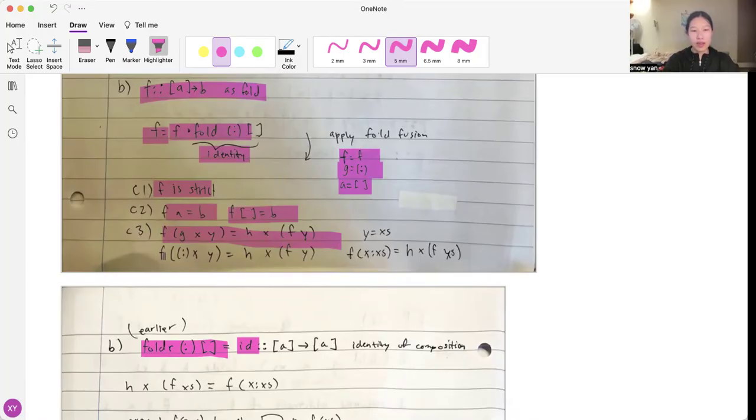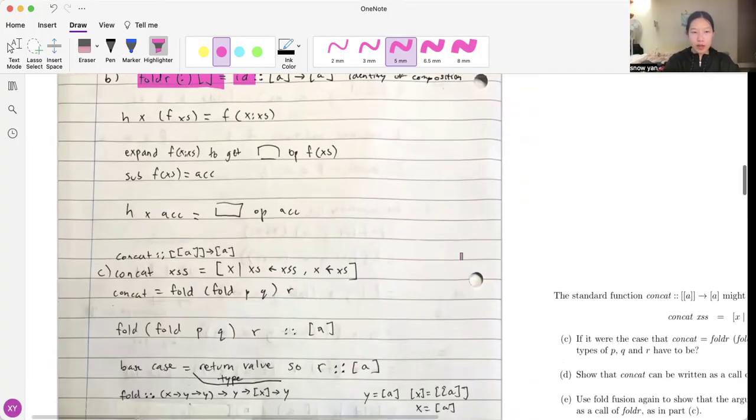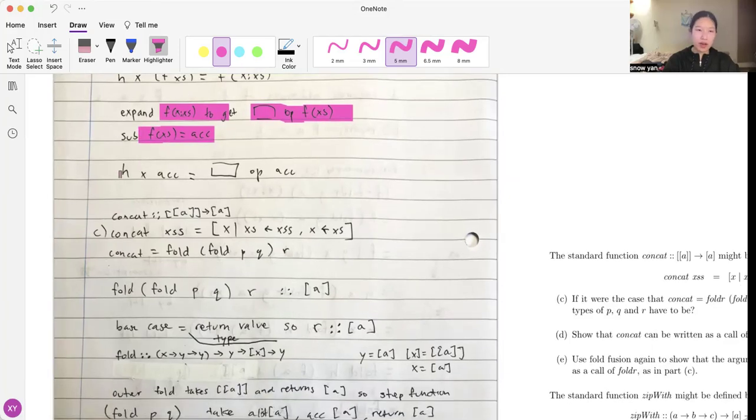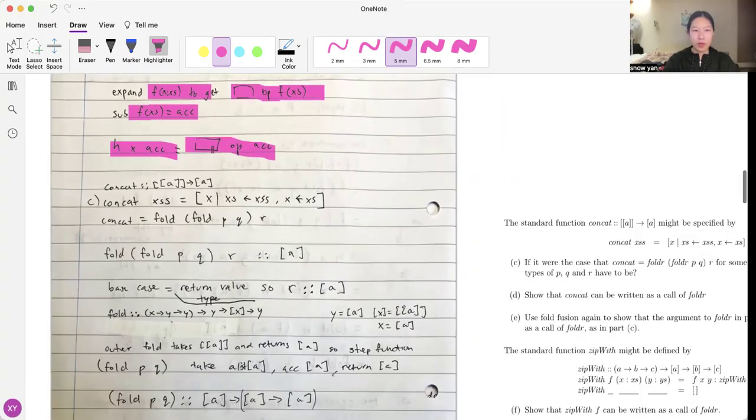So then I know my g is this, so I substitute it back. Then I just rewrite this in terms of this form. From here, what I can do is expand f of x's to get something with some kind of operation and then f of x's. So then from that, I can just substitute f of x's as accumulator. So on the left-hand side, I would have h of x of accumulator. And on the right-hand side, I have whatever this f of x of x's is in terms of the accumulator. That would be what I would do.